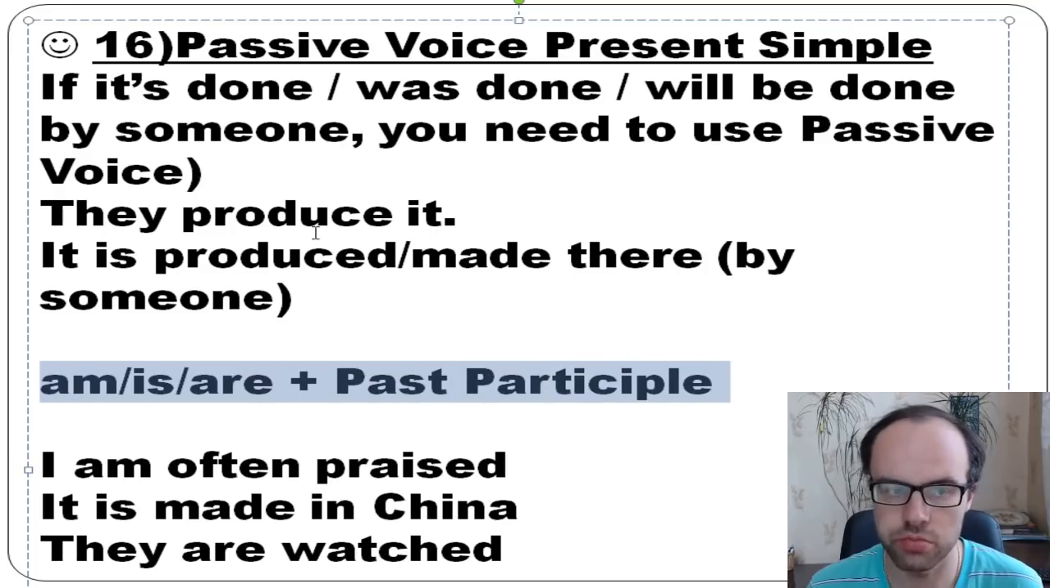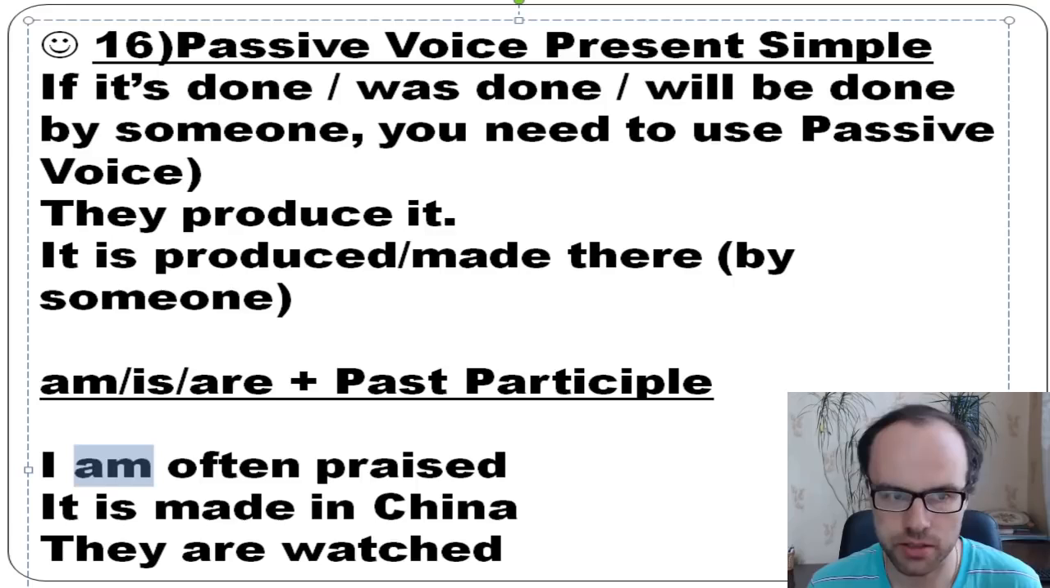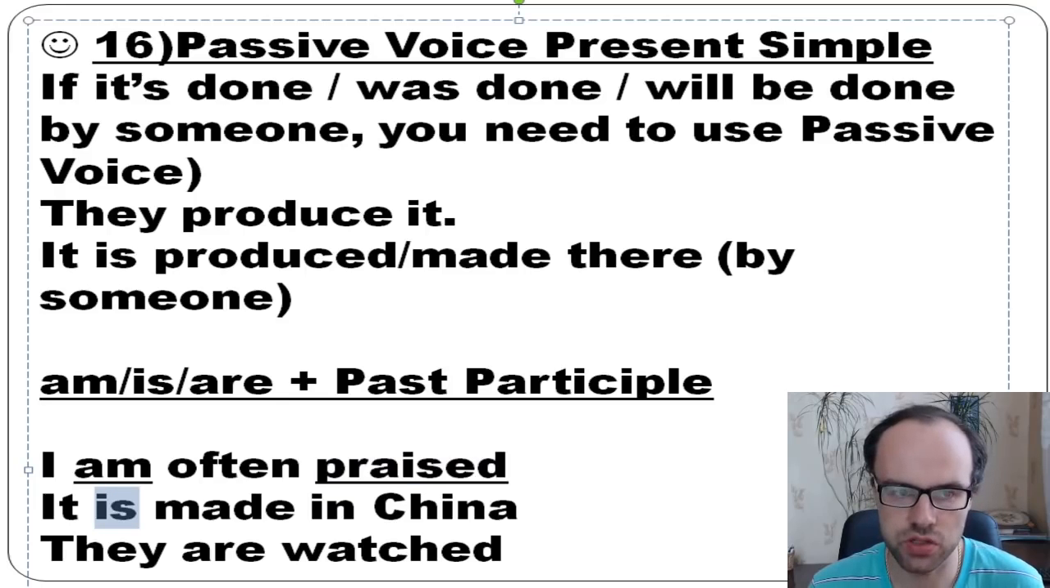Am, is, are plus past participle. Okay, so I'm often praised. It means by someone. Someone often praises me. I am plus past participle. It is made in China. It is made in China by someone. So is plus past participle. It is made. They are watched. So it's passive voice. It means that someone watches them. Okay, so they are watched by someone.